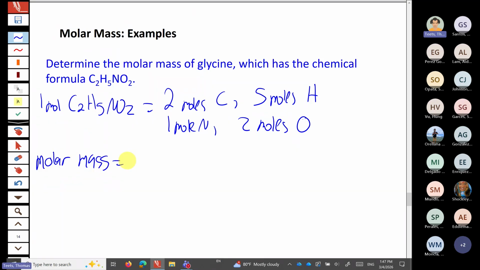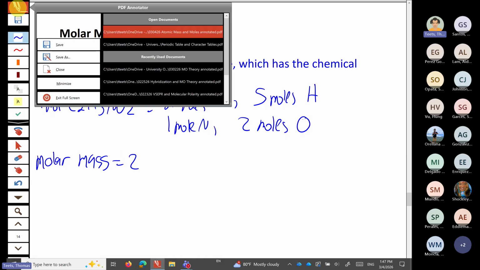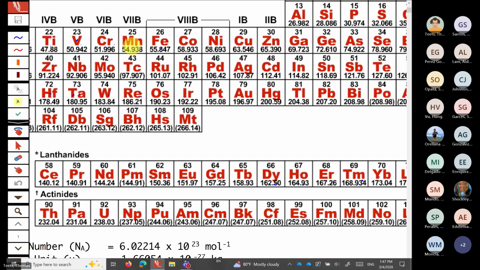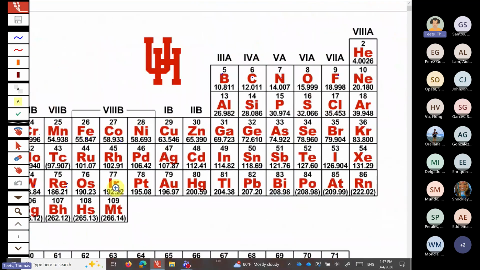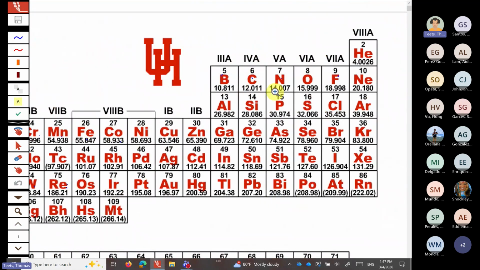So we have 2 moles of carbon, and the atomic mass of carbon, we have to look up all the atomic masses on the periodic table. So carbon, hydrogen, nitrogen, oxygen. They're all up here, mostly. Carbon is 12.01, nitrogen is 14.01, oxygen is 16.00, 2 decimal places is plenty.